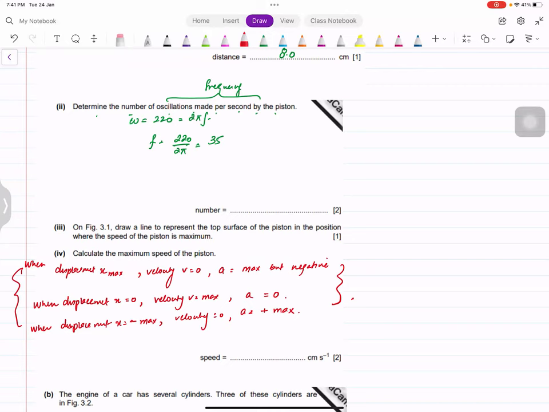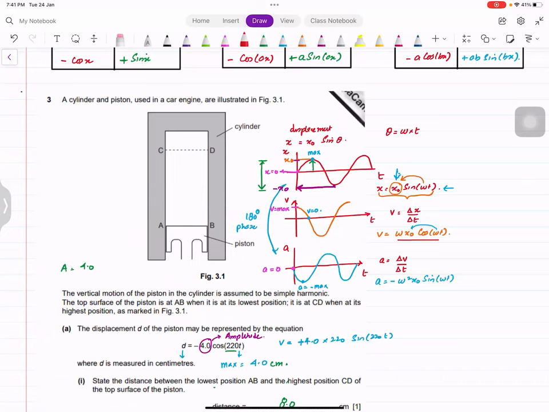Now, speaking of this question, it says, draw a line to represent the top surface of the piston in the position where the speed of the piston is maximum. Now we realize that actually it will be at the lowest displacement here. Lowest means negative value. That's right. Negative max displacement. Let's suppose this is the one. And this point is going to be the maximum displacement in the positive direction. Everybody agrees to this? Right? Then, where will the displacement be zero? It will be exactly zero right in the middle. This is where the displacement has to be zero. And there, the velocity is going to be maximum. That's why we needed to draw this line. Understood?